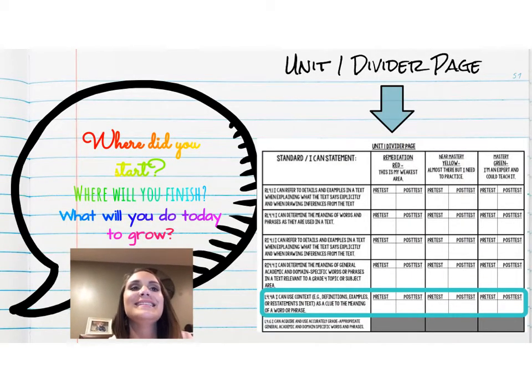As we begin today's lesson, we need to think about what our data tells us about where we currently are in this standard. So L44A, I can use context clues like definitions, examples, or restatements in a text as a clue to the meaning of a word or phrase. This data can be found in your interactive notebook. And this data tells us where we are, where we started from the pretest. It tells us where we will finish, but those questions can only be answered if we think about what we will do today to make those changes. So what will we do to grow today?